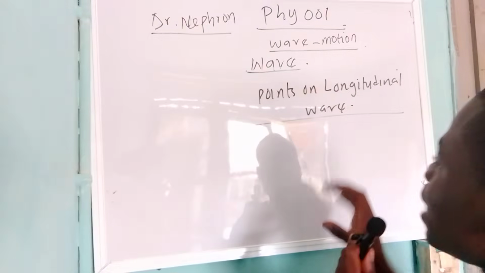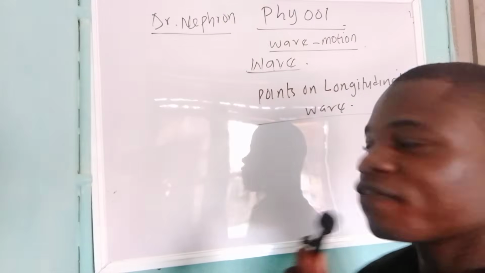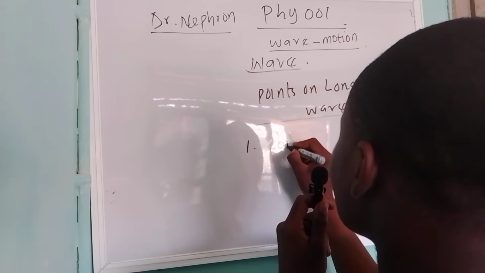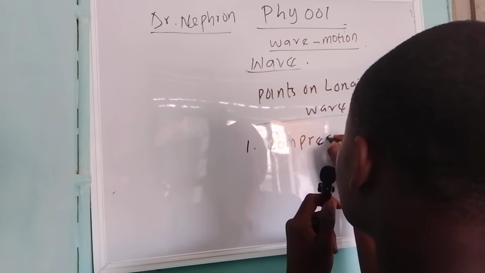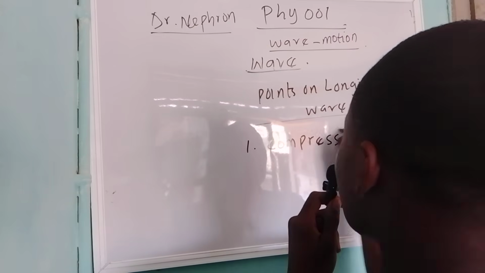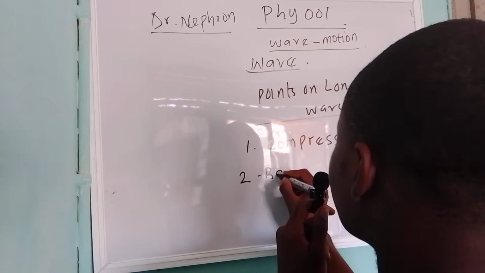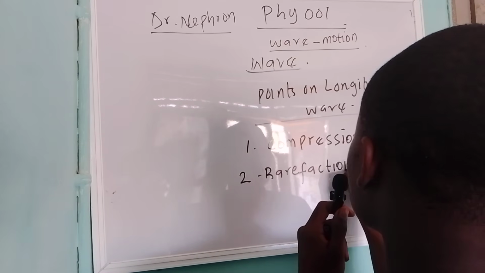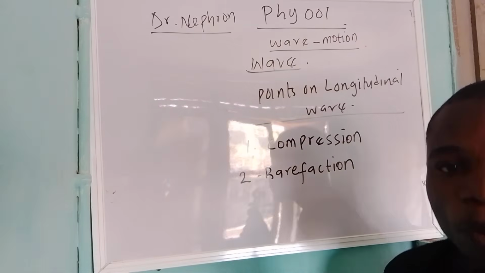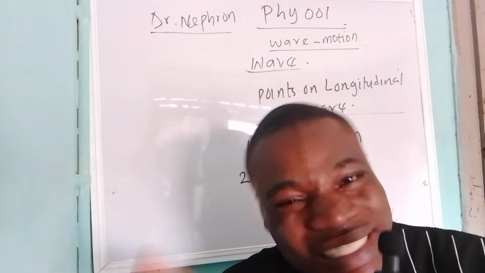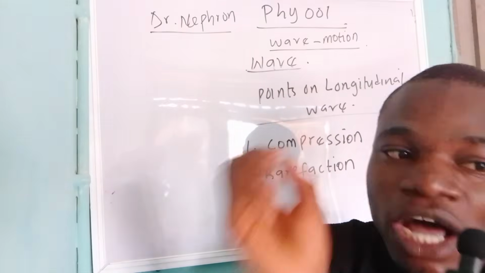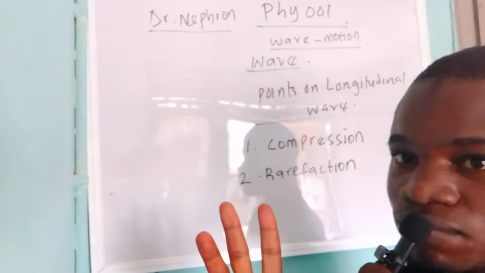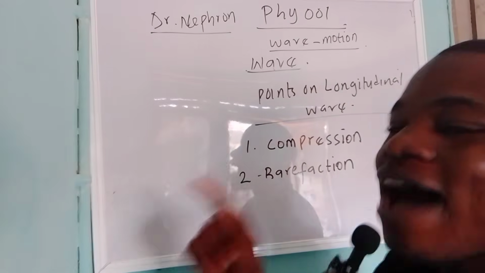Now note down that there are 2 points on longitudinal wave. The first point on longitudinal wave is called compression. And we have rarefaction. The 2 points on longitudinal wave are what? Number one is what? We have compression. Number two is what? We have rarefaction. Are we there? Compression and rarefaction.